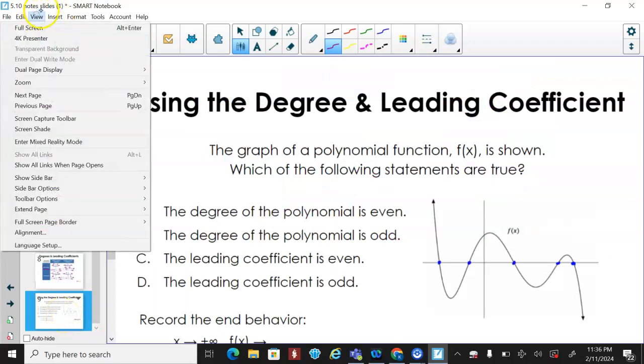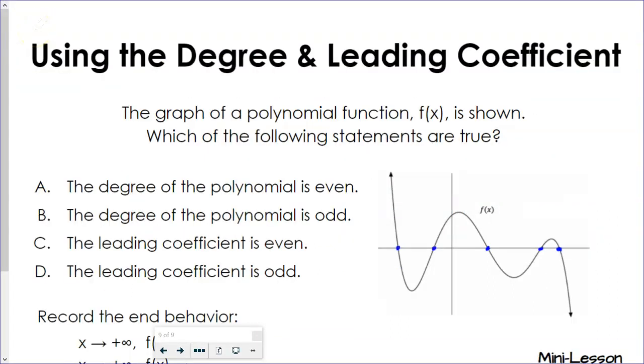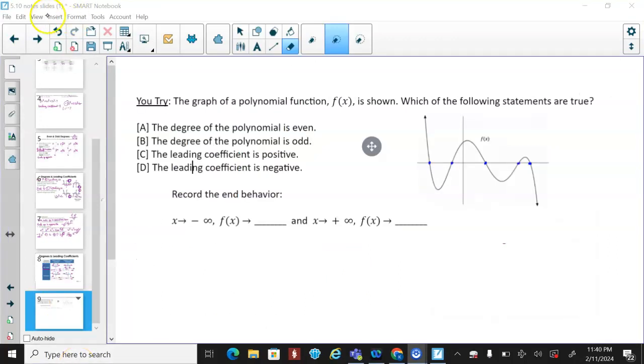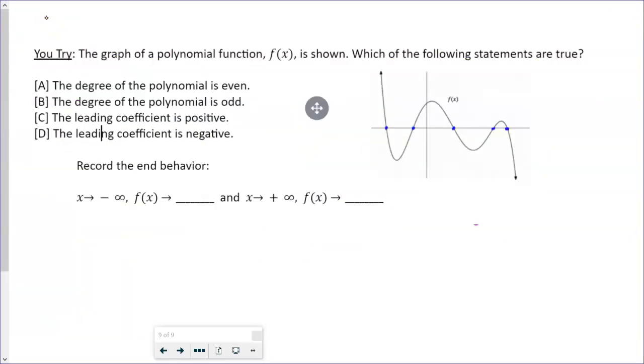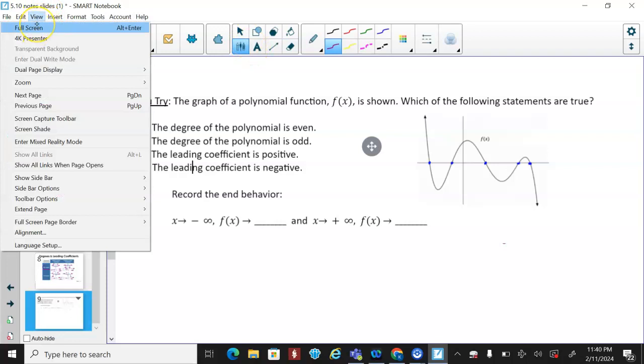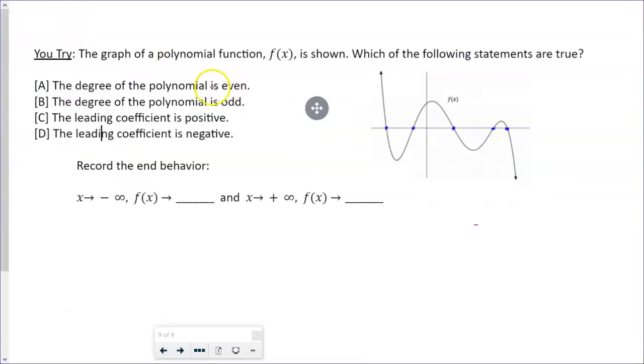And then the last slide right here for you guys, it's asking you, let me see if I can make it smaller a little bit. All right, so we got the graph of the polynomial shown, and which of the following statements is true. The degree of the polynomial is even. Okay, get a pencil here. The degree of the polynomial is odd. The leading coefficient is positive or negative. Okay, and then we're going to talk about the end behavior.